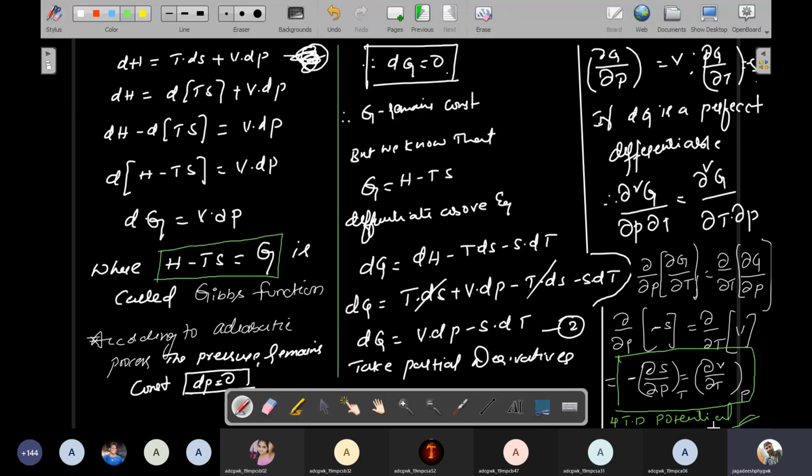Okay, understand everybody? So please students, note this equation. It's very important. We will derive these four thermodynamic potentials, and these four thermodynamic potentials are very important as exam questions.